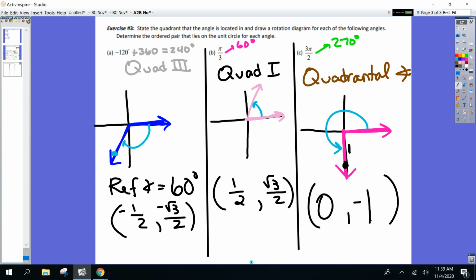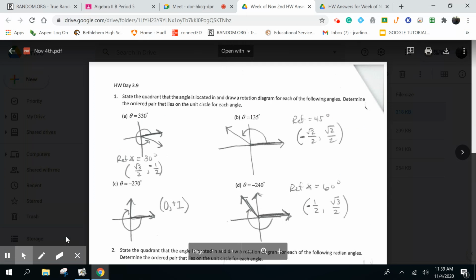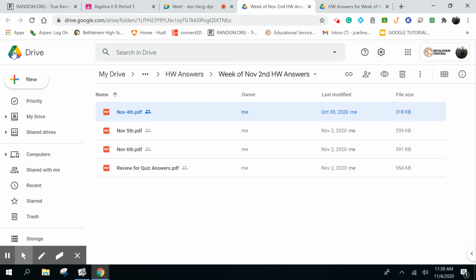Okay, here's what I need you to do next. Everyone go back to classroom for me. All right, go to Unit 3, everybody. Unit 3 on classroom. Everyone see where it says week of November 2nd homework answers? Open that file up. Once it's opened up, look for November 4th, today's date.